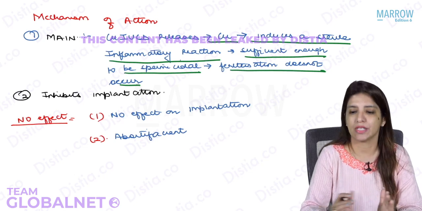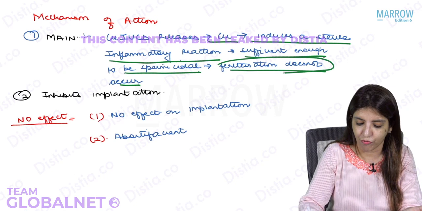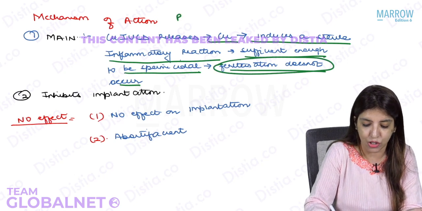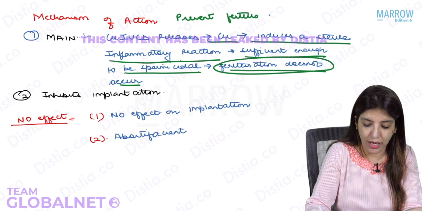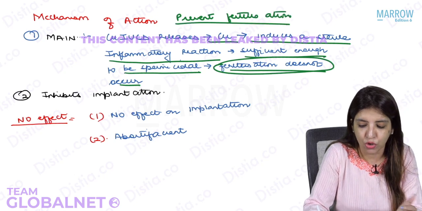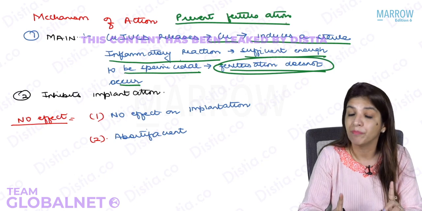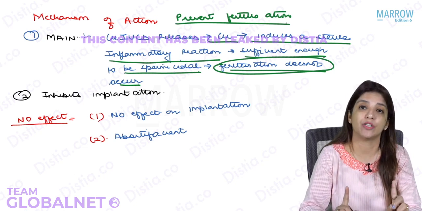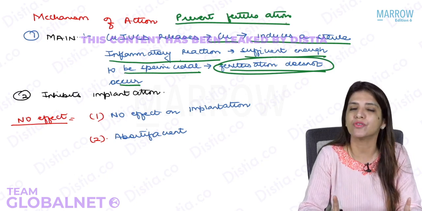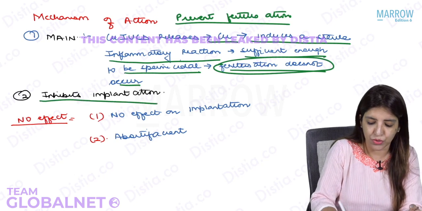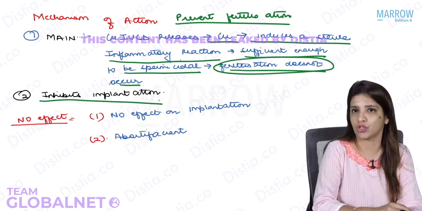Mainly copper IUCDs act by preventing fertilization. That is the answer you have to look for. They prevent fertilization. Now, if this option is not given, be very, very careful. The best answer is it prevents fertilization. If this answer is not given, then you are going to say it inhibits implantation.